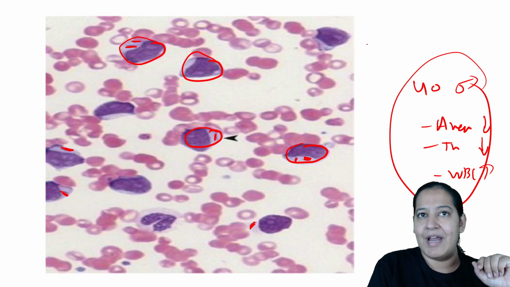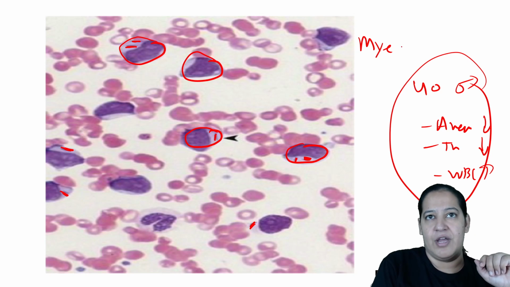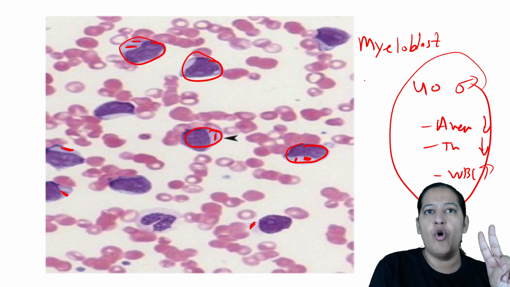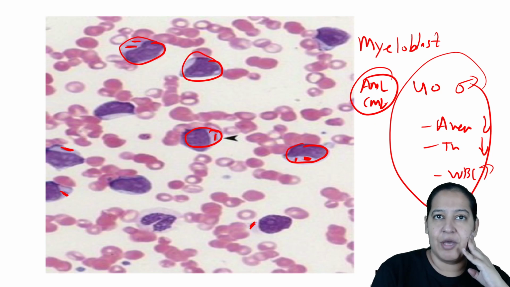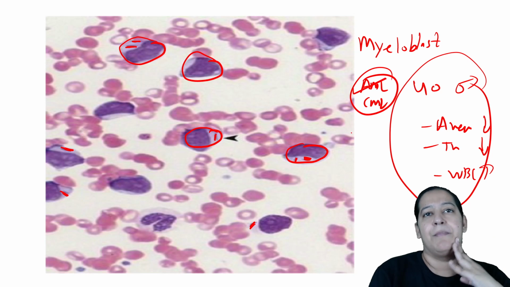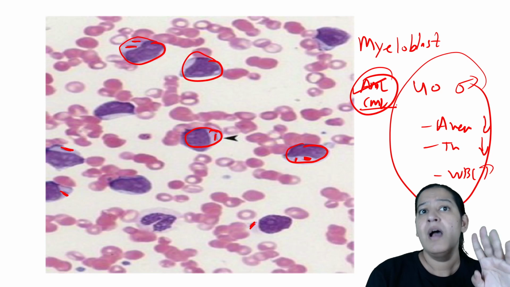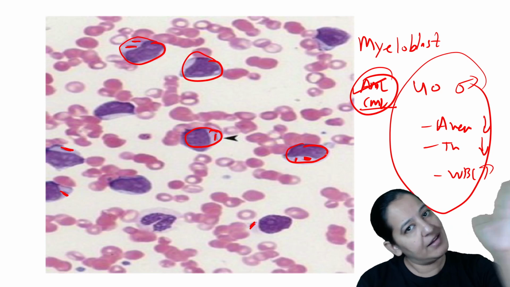If it is myeloblast, it is a myeloid leukemia. Myeloblast is there, so it is a myeloid leukemia. Now we have two options, AML and CML. Both of them are myeloid leukemias. The answer for this picture is AML, because in CML, along with blasts, you will find other intermediates also.